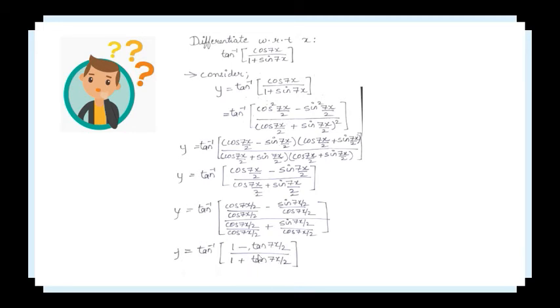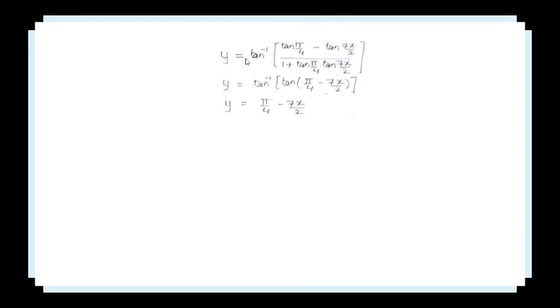So how can I write this? Over here we have 1 in the numerator, so instead of 1, I can write tan pi by 4. What is the value of tan pi by 4? It's 1. But the 1 in the denominator I will keep as it is, because I have to convert this into one of the formulas. So I can write y equal to tan inverse of tan pi by 4 minus tan 7x by 2 upon 1 plus tan pi by 4 into tan 7x by 2.